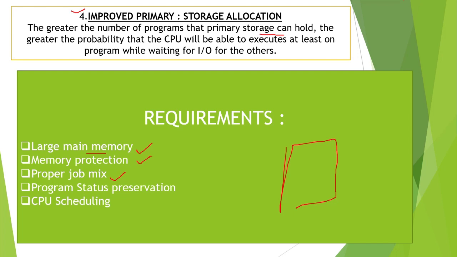Okay, the next one is program status preservation. What is program status preservation? When the first program is running and there's another program which also wants the CPU for its execution, and the first program completes its execution, the CPU switches from one program to another. In that scenario, the CPU first has to save the context of the previous program and then switch to the next program.